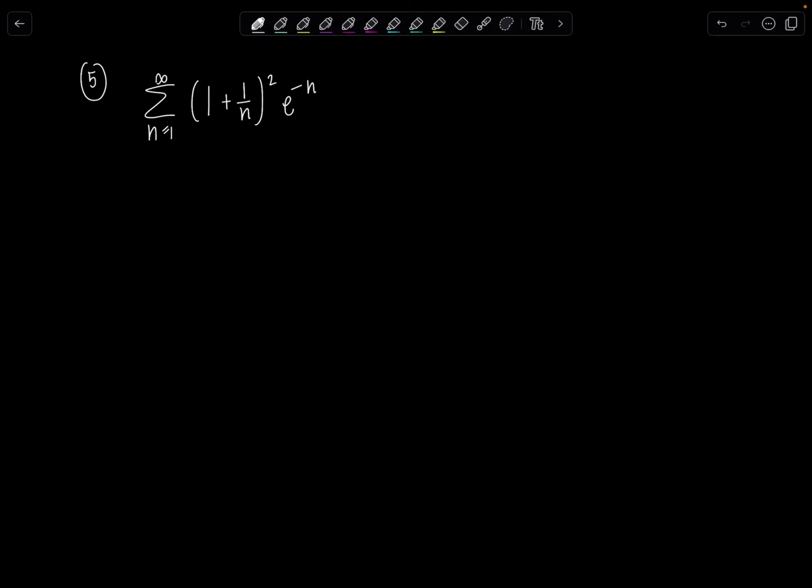Okay, who's running the show? I think that's the trickiest part right here. And this all looks very intimidating. It's not though. Just think about what's happening to this term as n gets very, very large, okay? As n gets large, 1 over n goes to 0. So we have 1 plus 0, and it's just being squared. This is not an n.